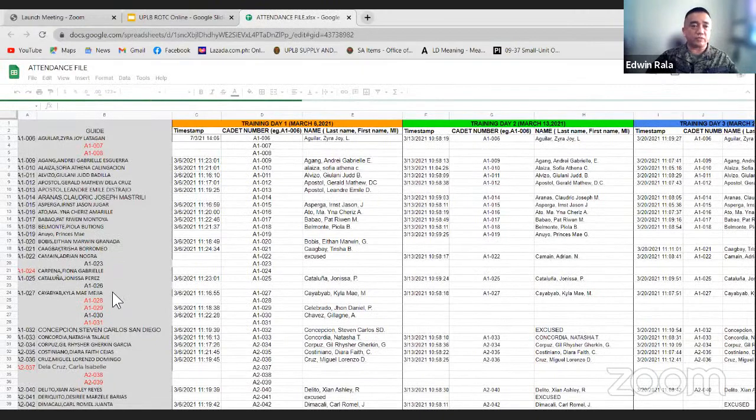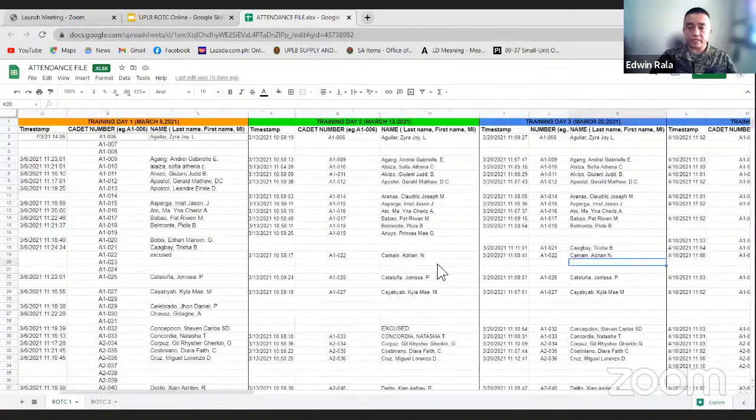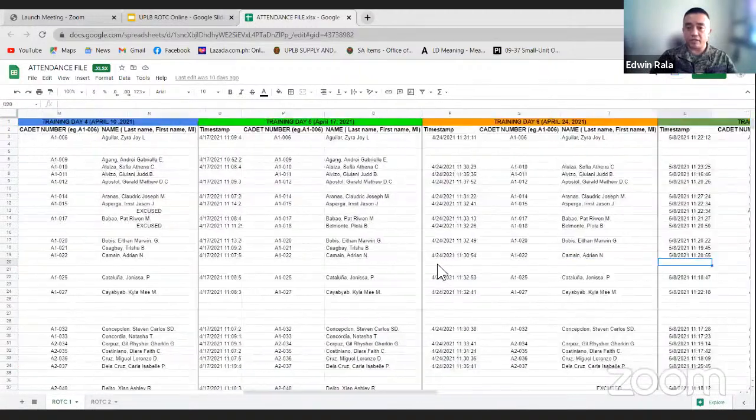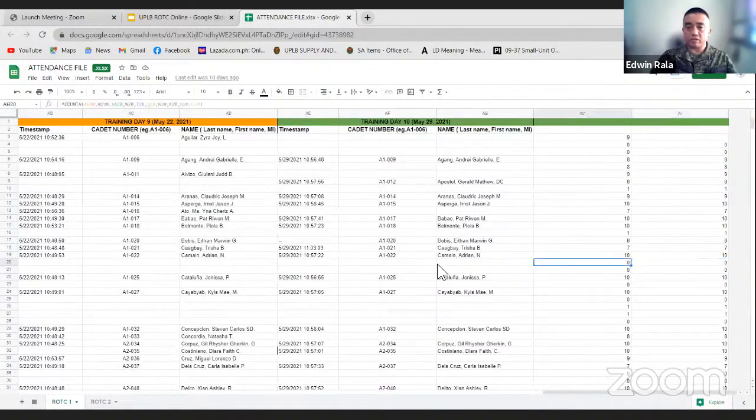So, sa attendance file, like yung sa quiz, meron tayong quiz file where kinocompile natin lahat ng quizzes. Dito, lahat ng attendance, ganun din na kinocompile din natin para at the end of the semester, meron tayong assessment ng attendance. Okay? Dito ko ginagamit yung COUNTA formula. Bibilangin niya ilang beses nag-attend yung estudyante. Copy-paste lang pababa, gagawin niya sa lahat ng kadete.